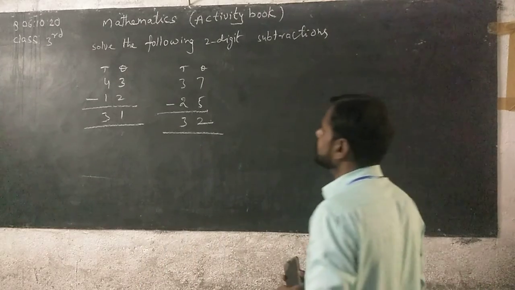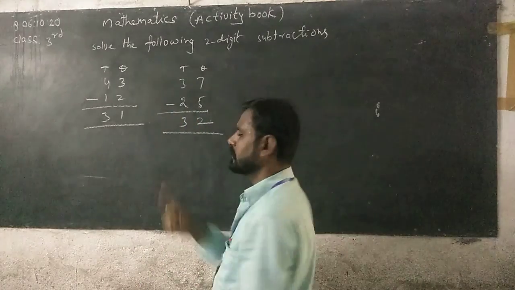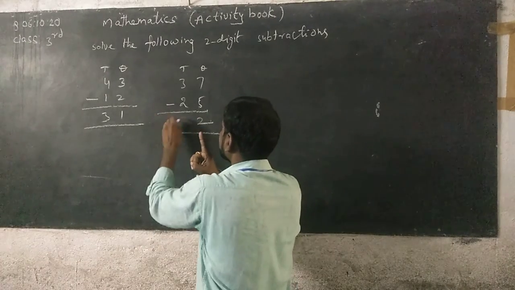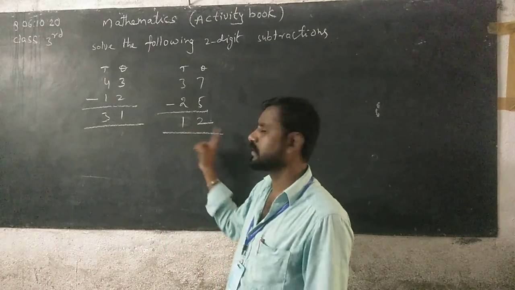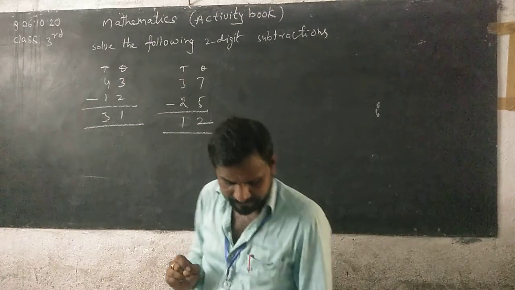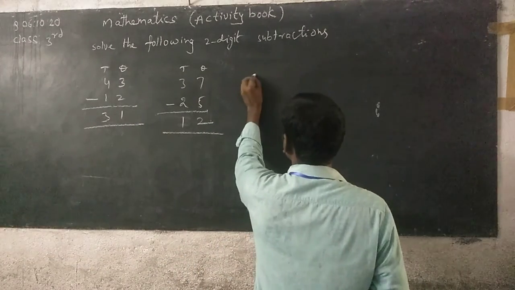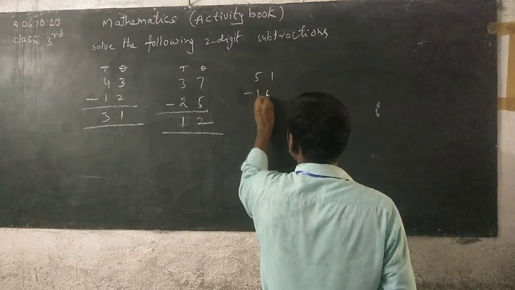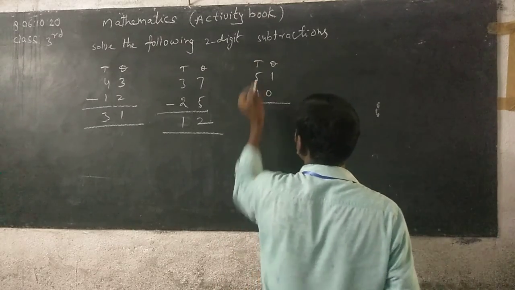What is the difference? You can count 2 after up to 3, 1. Okay, 1. So what is the difference? 12. Now next, 51 minus 10. So this is ones place, this is tens place.